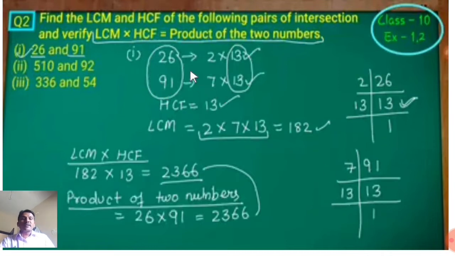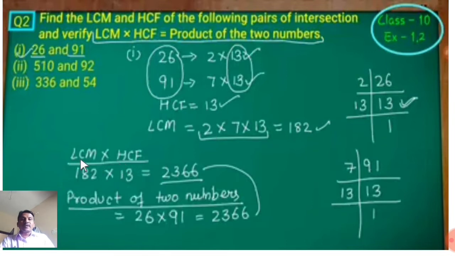The highest common factor of these two numbers is 13. 13 is common and this is the highest common factor. LCM is 2 into 7 into 13. You have to multiply all factors, including common factors. 2 into 7 into 13, that is equal to 182. 182 is the LCM of the given two numbers.